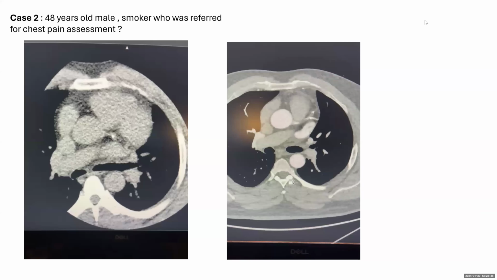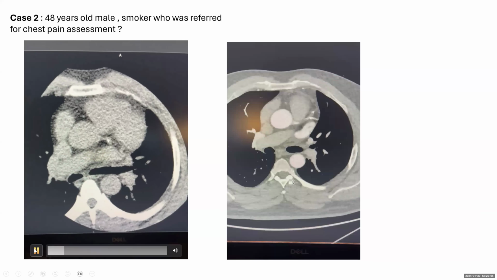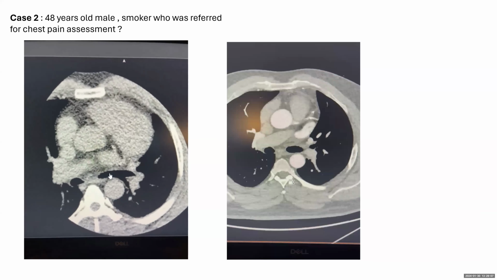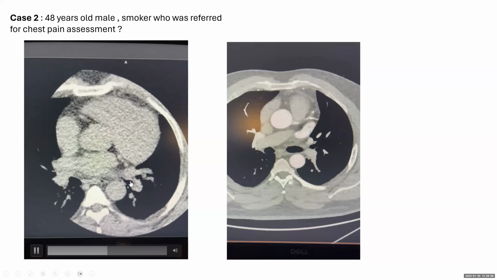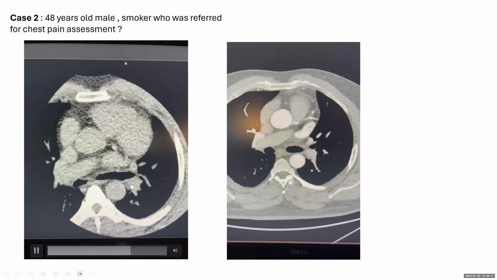Okay, next. The second case is a 48-year-old male smoker who was referred for chest pain assessment. And I will show you the CT images here. So this is the calcium score. The first that I'm actually showing is the calcium score.